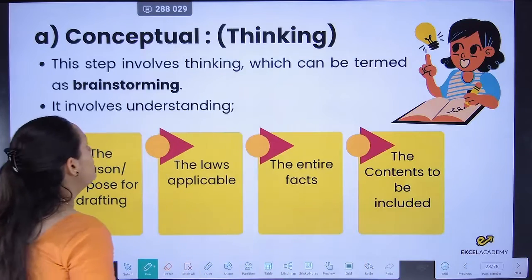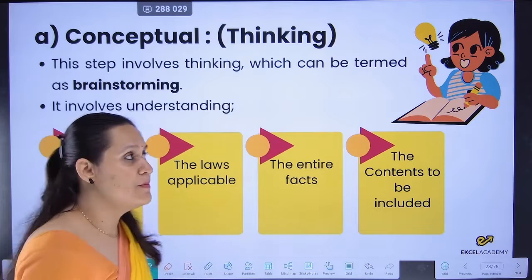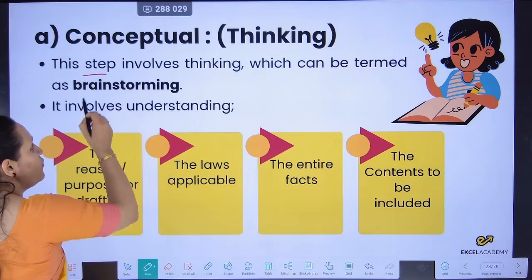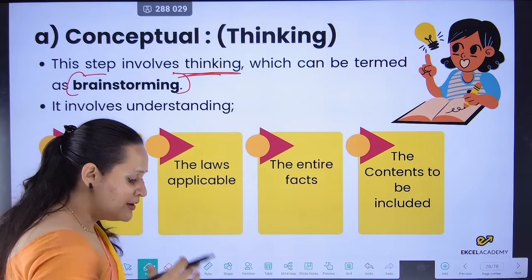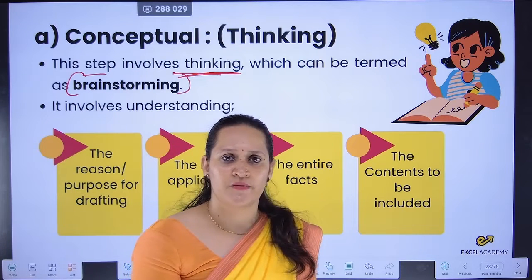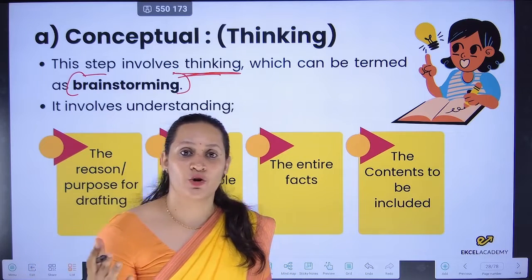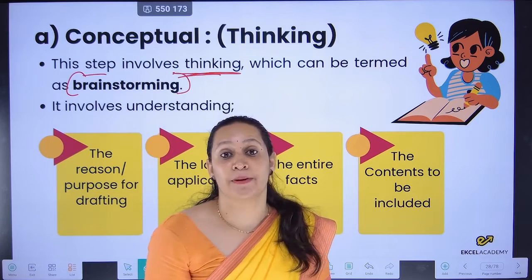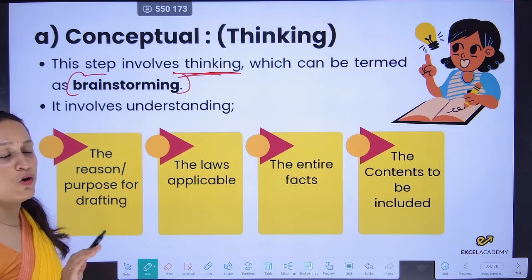Now, first let's think about conceptual. When you're thinking, what are the things that you should keep in mind? This step involves thinking, which can be called brainstorming. Suddenly, if a topic is given, a question is given, you are asked to draft a legal document, the basic thinking work is required to be done, and that is called brainstorming, in which you should understand the following things.